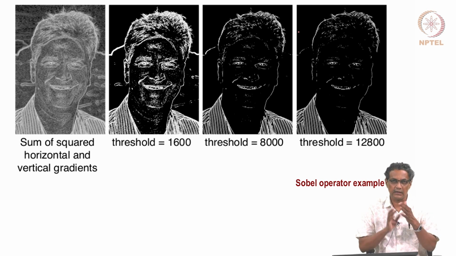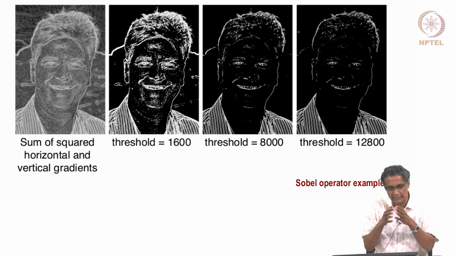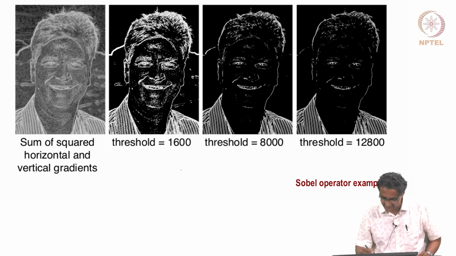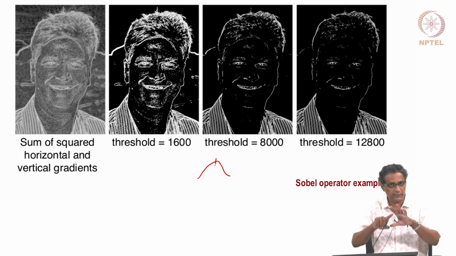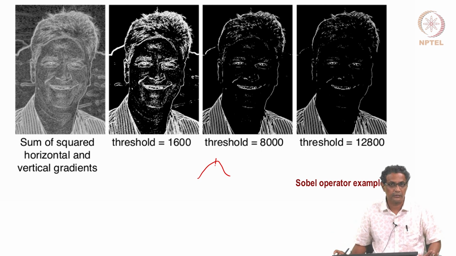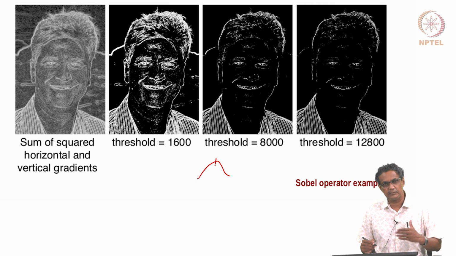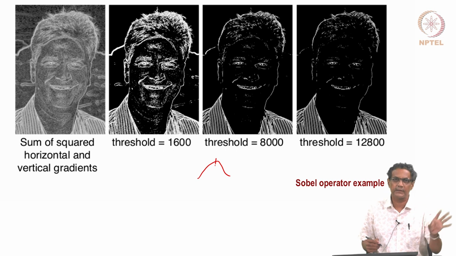See, when you plot the magnitude of the gradient, typically you will have something like this. Here is where the peak is. Now when you try to apply a global threshold, if you make the threshold too high, then many weak edges will go away. If you make it too small, then you will be swarmed with a lot of them.